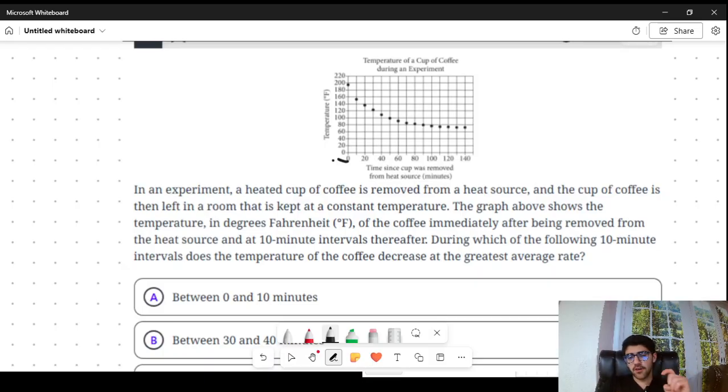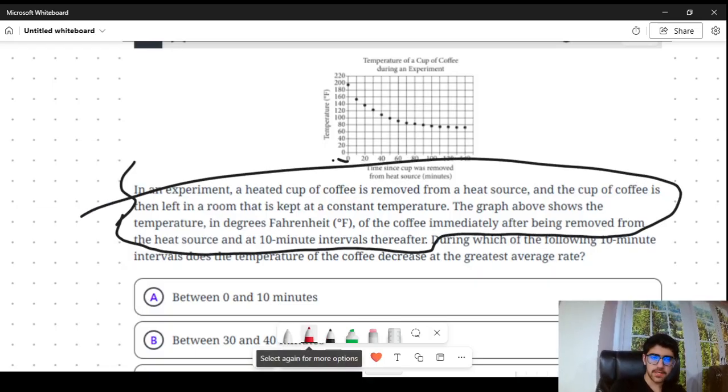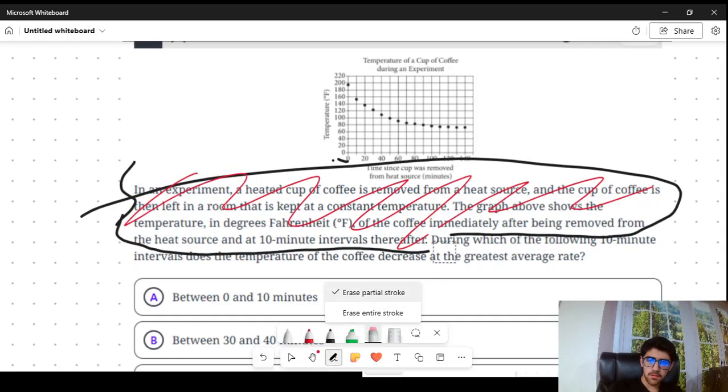Something I want to point out before I show how to answer this question: sometimes, if you don't have time, you can just read and see what it's asking for. All of this is basically extra information. All of this is useless. You can ignore all of it and just remember this part.